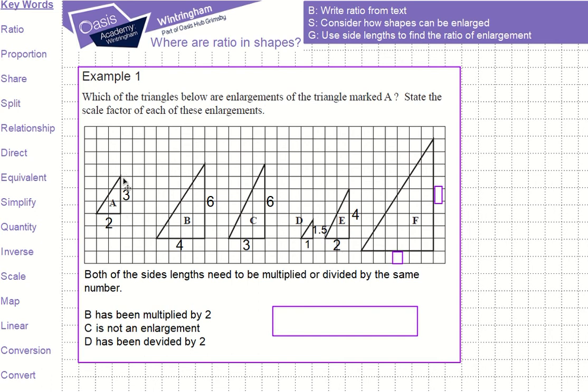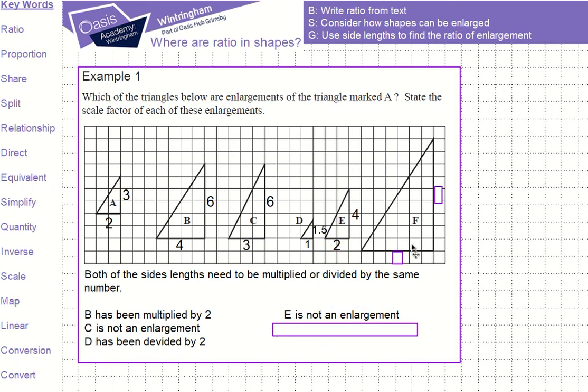So 2 multiplied by 1 is 2. So let's check the height. Let's do 3 multiplied by 1 because we need to multiply by the same number. Well, 3 multiplied by 1 is 3. But on shape E it is 4. So shape E is not an enlargement.